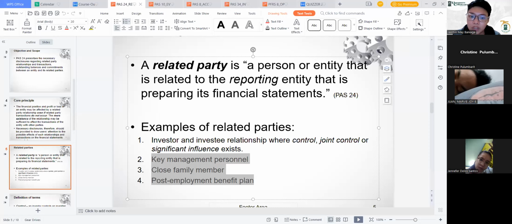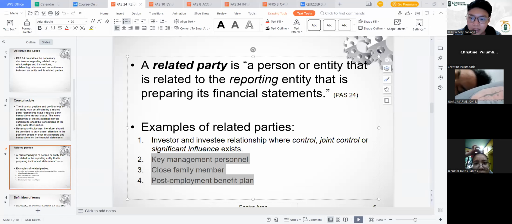Number three, that's the most common, close family members. As per the accounting or PAS 24 definition, when we say close family members, it's basically the parents, husband and wife, and the siblings. Cousins, uncles, aunts, or the rest of the relatives might be possible family members, but for PAS 24 interpretation, they are not close family members. So in short, close family members are the direct family members. Remember, husband and wife, siblings, they are basically the close family members.